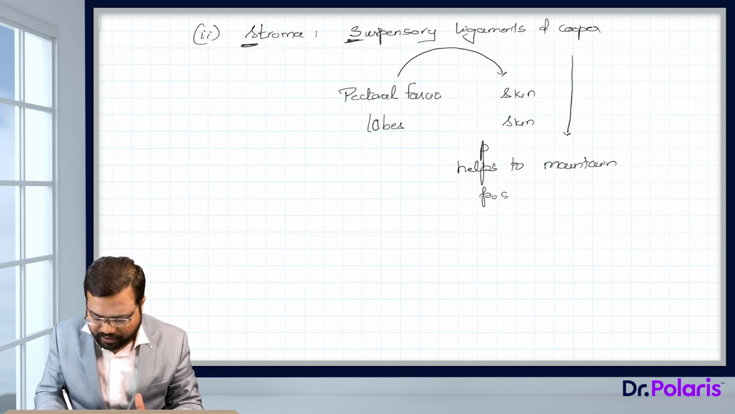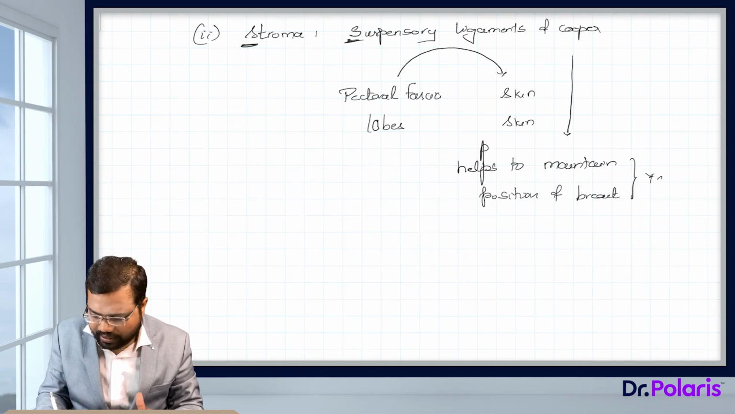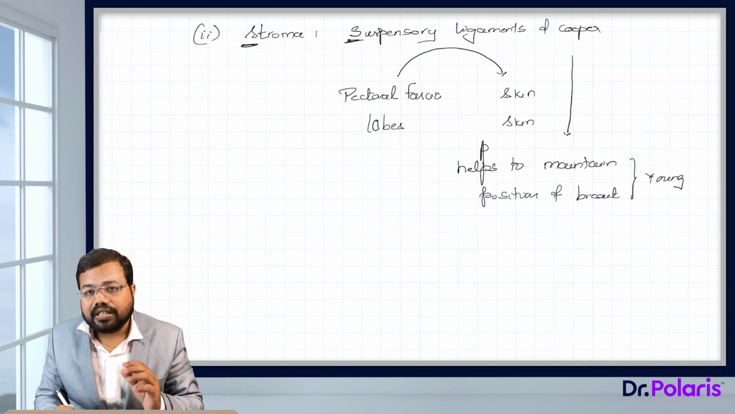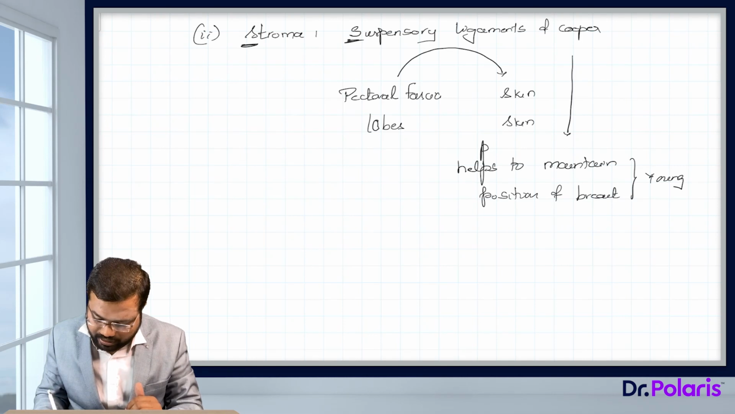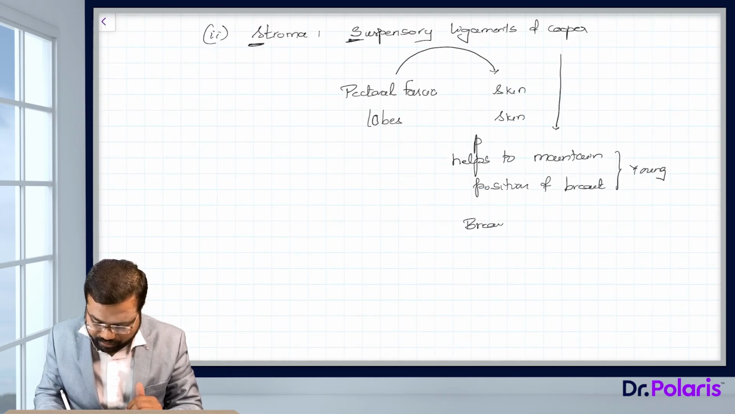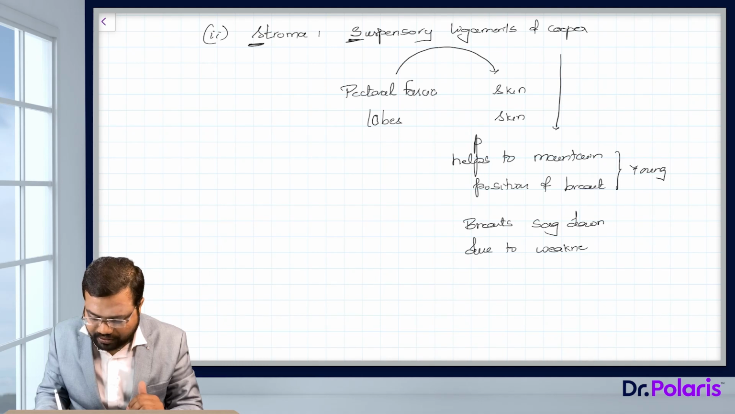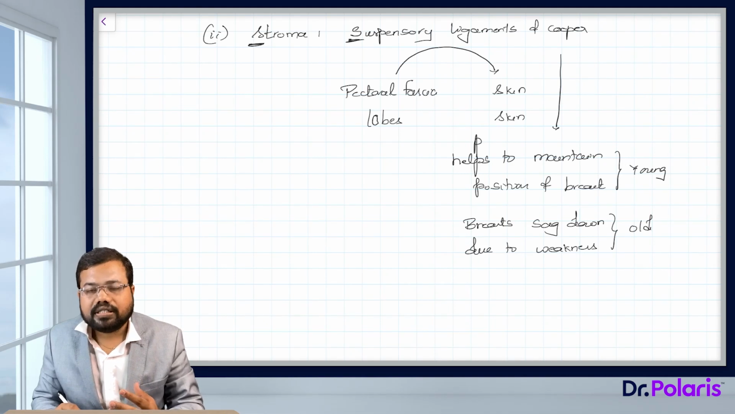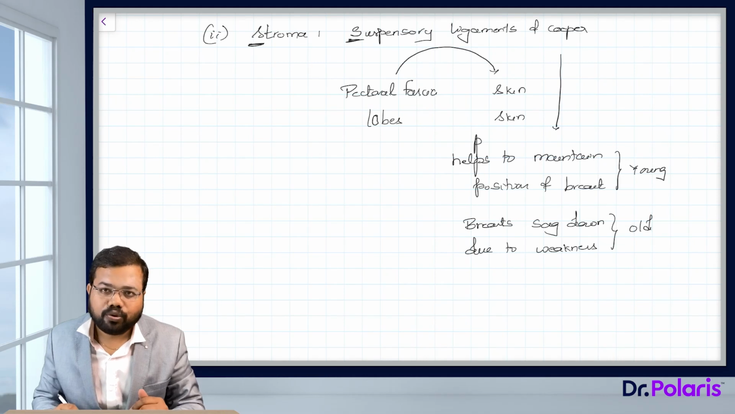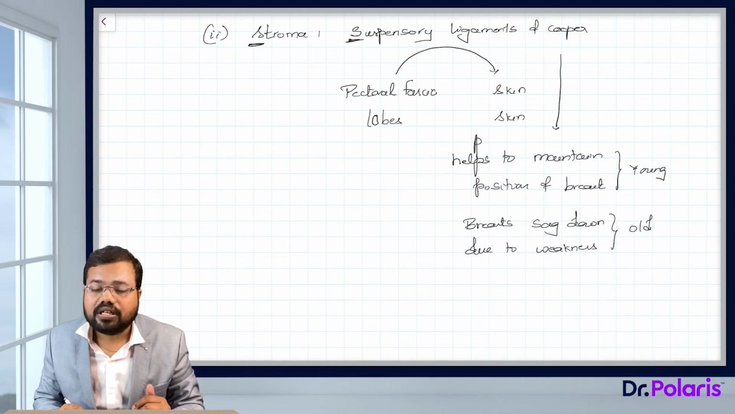But this is in the case of young adults. But what about in old age? These suspensory ligaments of Cooper will become weak and the breast sags down due to weakness of the suspensory ligaments of Cooper. That is in the case of older adults. That's why in older adults there's a sagging of the breast, but in young adults it is tense and kept in position by the suspensory ligaments of Cooper. That's about the second part called the stroma.